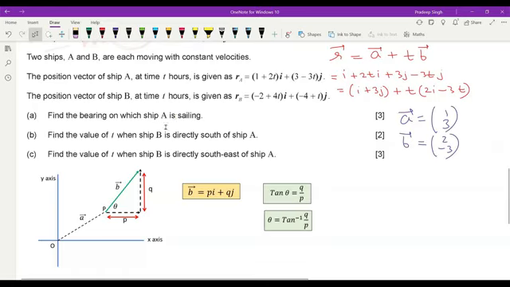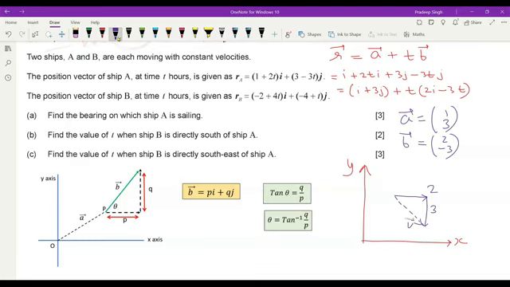Now let's try to figure out the bearing on which ship A is sailing. So let's draw the axis, and let's try to draw an arrow denoting the velocity vector. B vector is 2 and minus 3, which means 2 in the x-axis and negative 3 in the y-axis. So the ship is moving with a speed of 2 along the x-axis and with a speed of negative 3. Negative, that's why we are going in the negative y direction. Let us connect to get the velocity vector. This is the v vector.